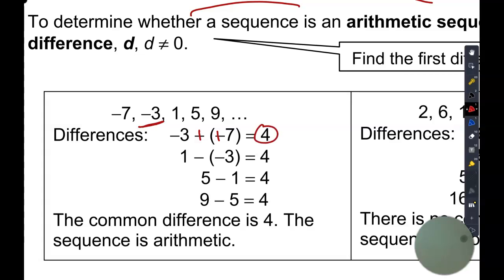All right. Now you do it once, but you do it again to make sure that you're going to add 4 to the next one. So we do 1, in this case our third term, minus the previous term, -3. So 1 minus -3 also gives us 4. You can change that to plus. 1 plus 3 is 4. And you can keep going. 5 minus 1 is 4. 9 minus 5 is 4. So 4 is the common difference.